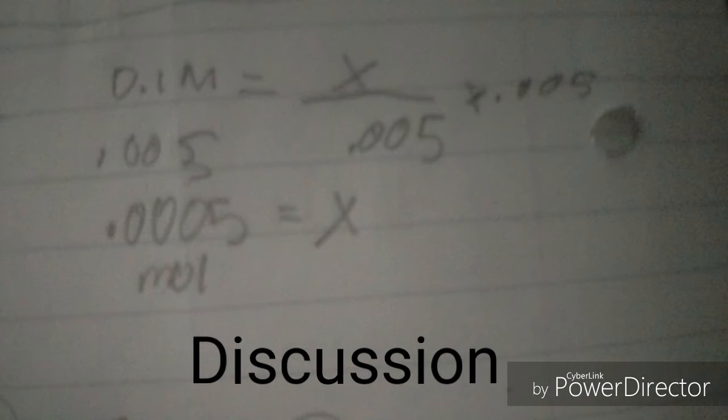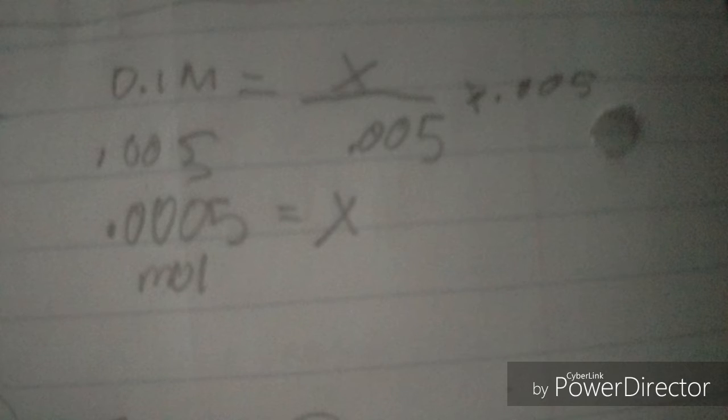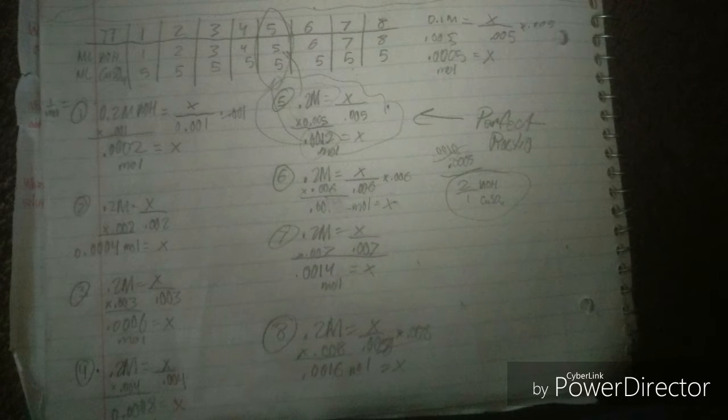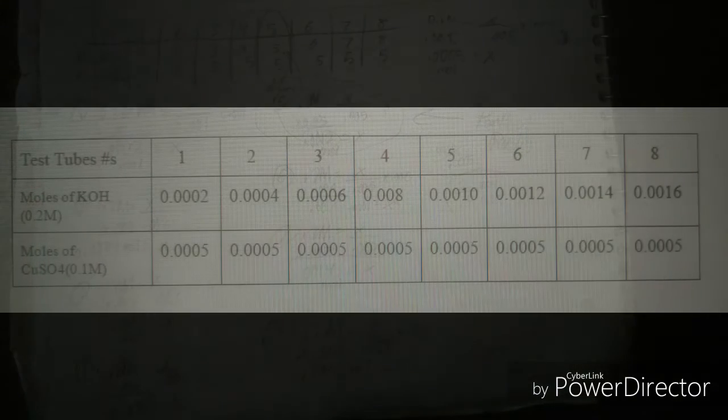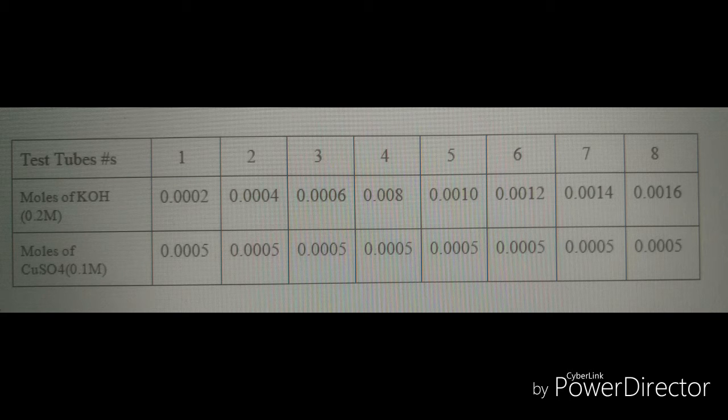In all 8 test tubes, using molarity for copper sulfate, there were 5 ten-thousandths moles of the copper sulfate reactant. We again used molarity to find 2 ten-thousandths moles of potassium hydroxide in test tube 1, and the moles of potassium hydroxide increased by 2 ten-thousandths for each test tube. Determining the moles helped us determine the limiting reactant for test tubes 1 through 4.